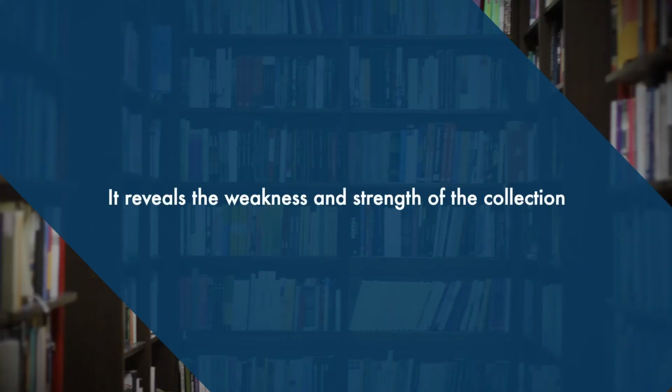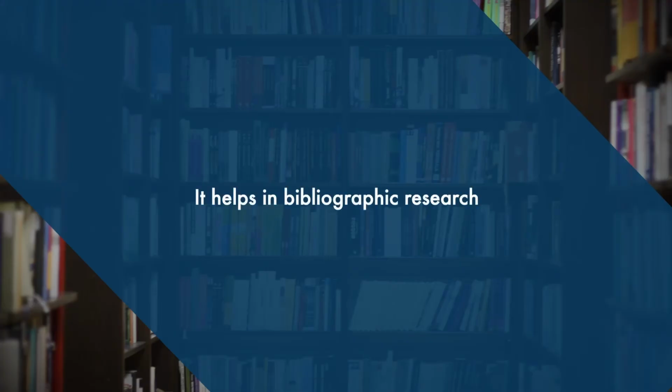Fourth objective is it reveals the weakness and strength of the collection. As classification arranges books on the shelf by subject, it clearly shows which subjects have a good collection and which subjects require more attention. In this way, it facilitates the book selection process and helps in developing an all-round collection of the library. It also helps in bibliographical research. Classification is of value in bibliographical research as it helps in the compilation of bibliographies, catalogs and union catalogs.